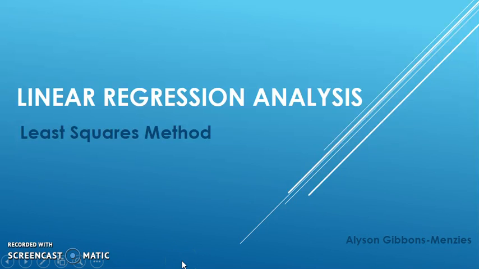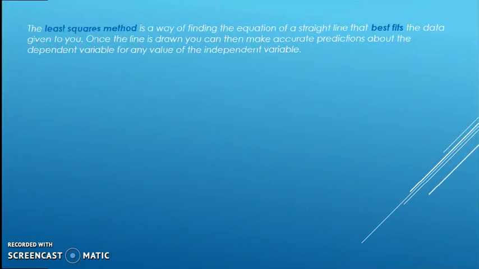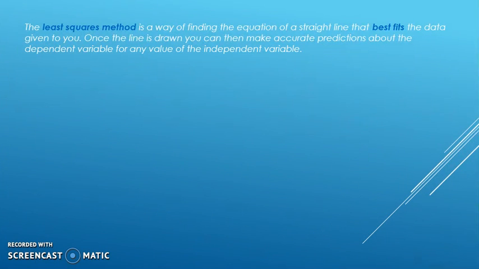Linear regression analysis. The least squares method. The least squares method is a way of finding the equation of a straight line that best fits the data that's been given to you. Once your line is drawn, you can then make accurate predictions about the dependent variable for any value of the independent variable.